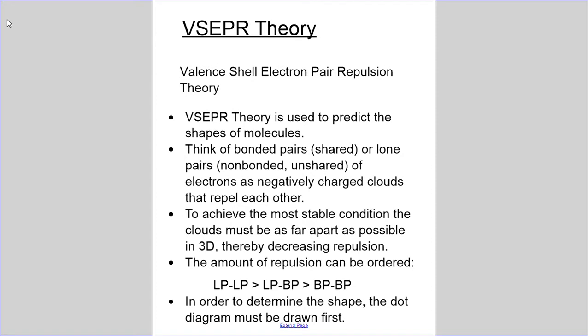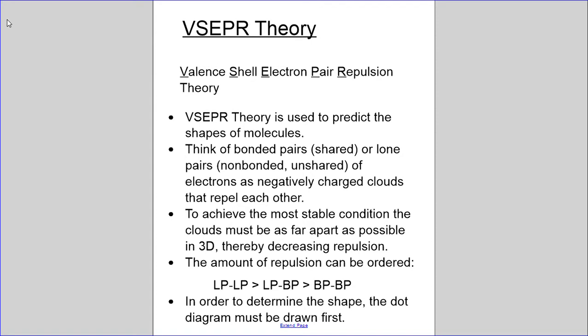So we'll start off, and what does VSEPR stand for? It's valence shell electron pair repulsion theory. So the idea is that we're talking about the valence shell, the number of electrons in the outside ring, and specifically about electrons and how electrons pair up and how they also repel other electrons. So VSEPR theory is used to predict how these molecules look. It's used to predict the shapes of them.